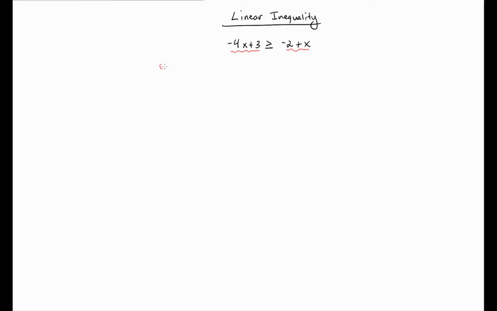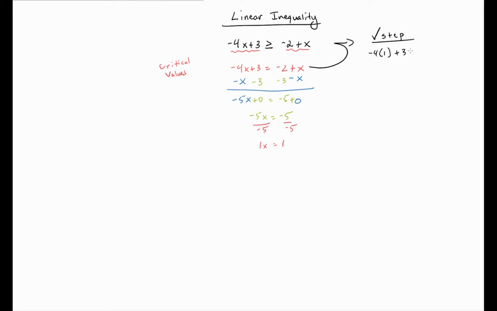So let's go ahead and find our critical values. So let's go ahead and solve the equality. Clean that up. All right, and now I have my critical value of 1, but since the rest of my work is dependent on that, I'm going to go ahead and check that real quick using substitution. Okay, now that that looks good, let's go ahead and look at our possible intervals.